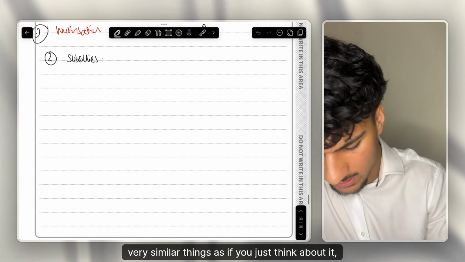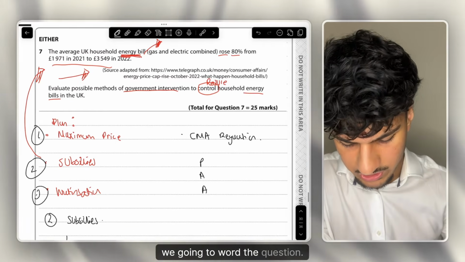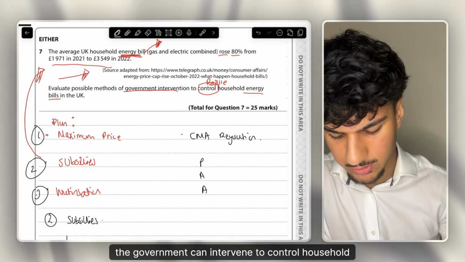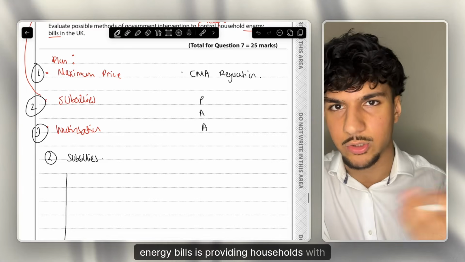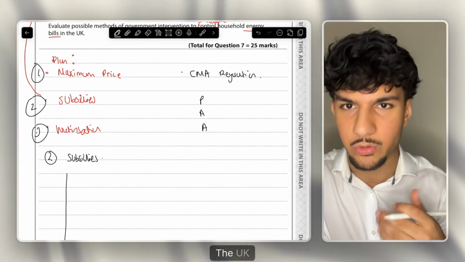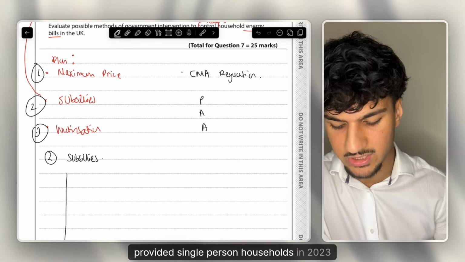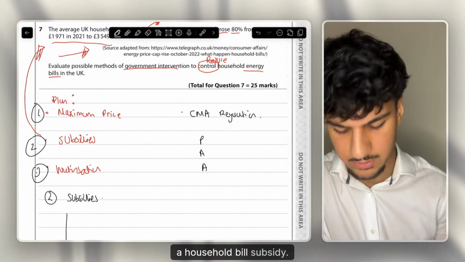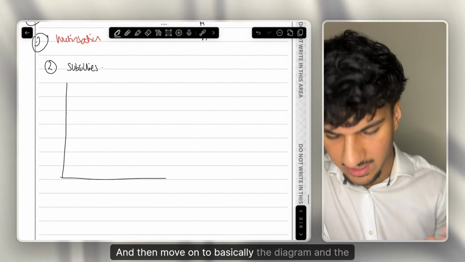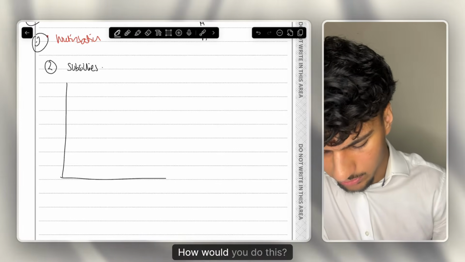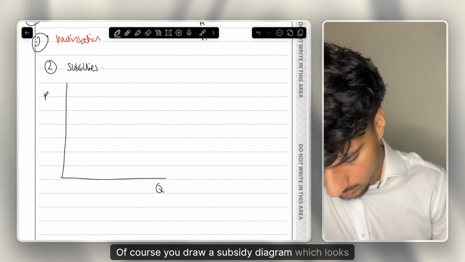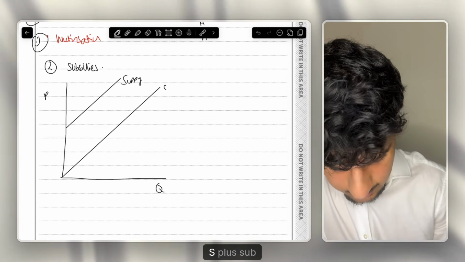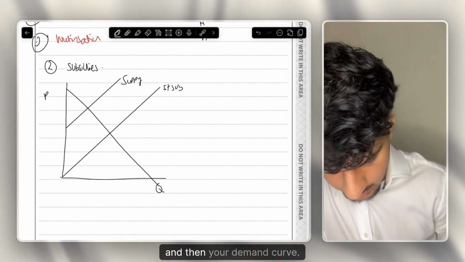If you just think about it, subsidies, how are we going to word the question? One possible method the government can intervene to control household energy bills is providing households with subsidies. E.g., the UK provided single-person households in 2023 with a household bill subsidy. And then move on to basically the diagram and the chains of analysis. How would you do this? Of course, you draw a subsidy diagram, which looks something like this. So supply, and then S plus sub, and then the demand curve.